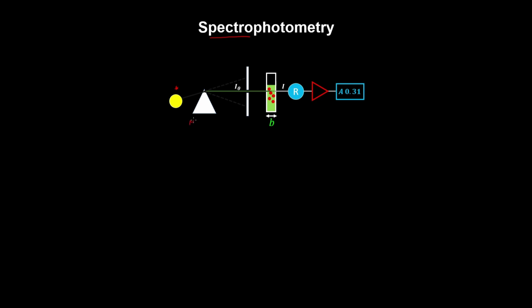and you have a monochromator which diffracts light into different wavelengths. And the light beam passes through an adjustable aperture and then hits the sample, which is held in a cuvette or tube-like container.